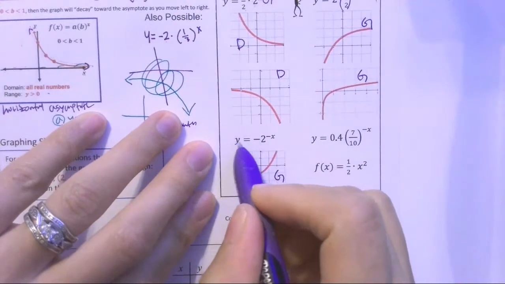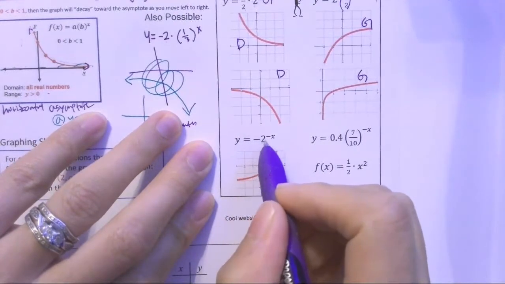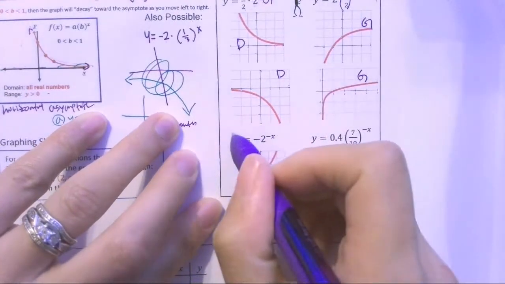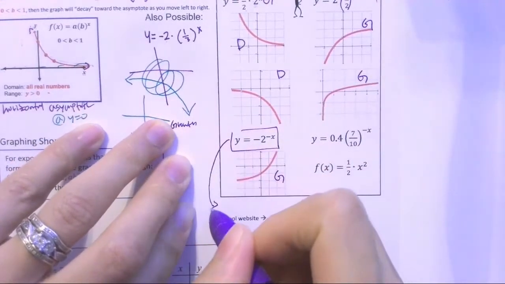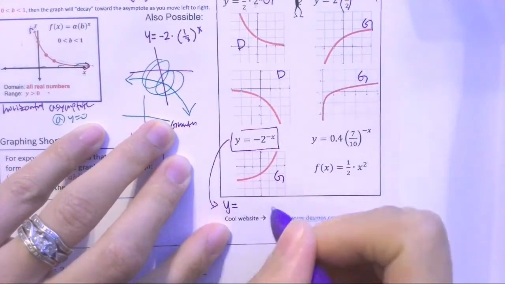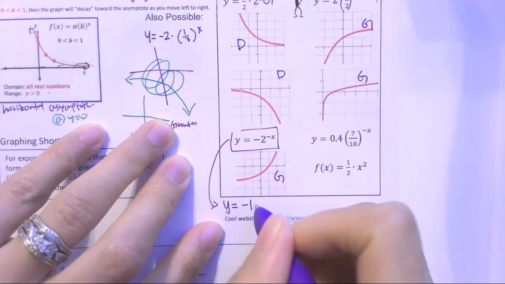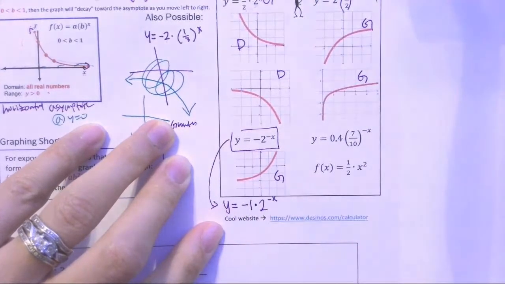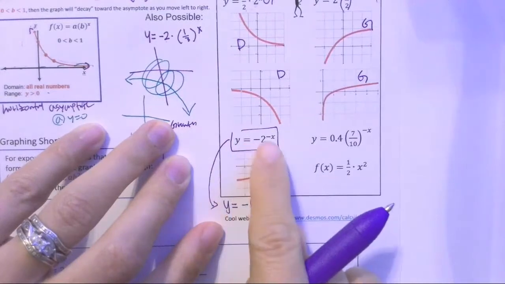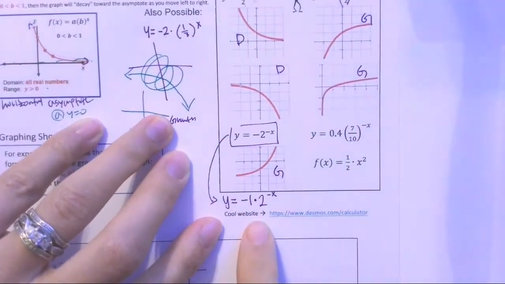I'll keep doing a few more with you. Look at this one. y is equal to negative 2 to the negative x power. This one might be a little confusing to some of you. I will rewrite it for you. It's actually negative 1 times 2 to the negative x power. Because the negative 1 is being multiplied, so I just pull it out to make it look easier.